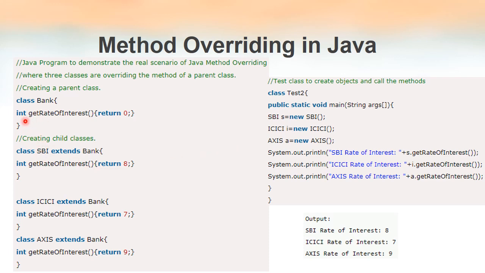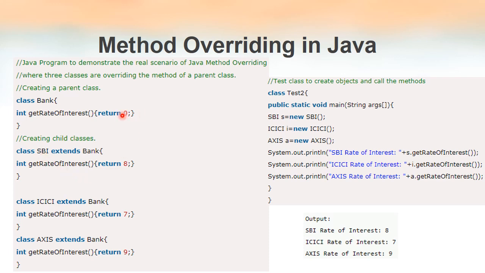But here in this method the value that is getting returned is 0, but the rate of interest provided by SBI is 8 actually. So if we don't write this method here, due to inheritance this method will be available inside class SBI also. So when we want to calculate the rate of interest of the bank SBI, the value that we are going to get will be 0.